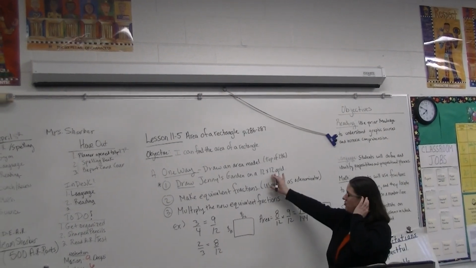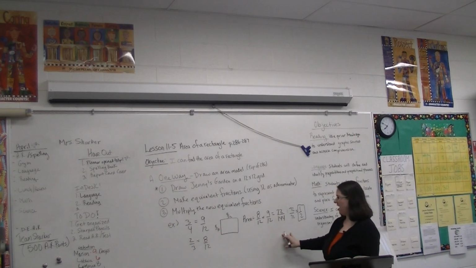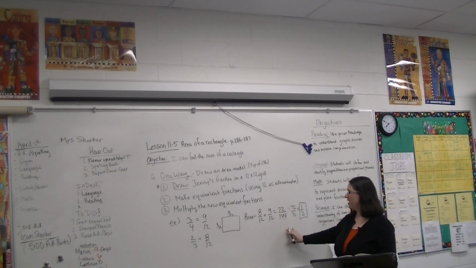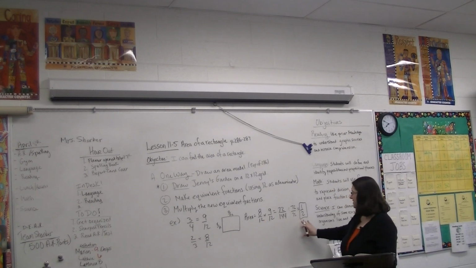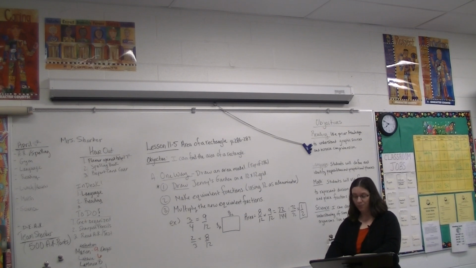Again, by drawing the grid, make your equivalent fractions, and then multiply your new fractions, following your same steps for multiplying fractions: numerators multiplied first, denominators second. Okay, at this point, if you have any questions, please stop the tape or pause it for yourself and write down any questions you may have.